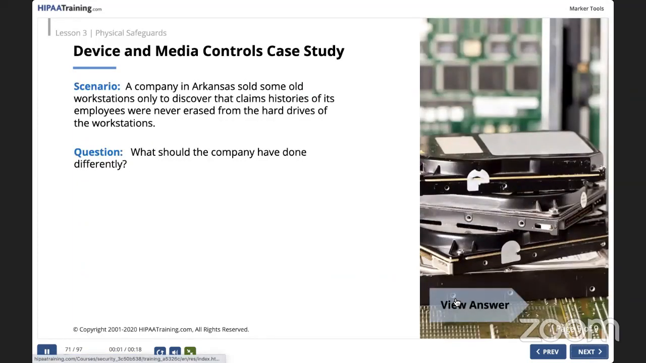Device and Media Controls case study. Scenario. A company in Arkansas sold some old workstations, only to discover that claims histories of its employees were never erased from the hard drives of the workstations. Question. What should the company have done differently?